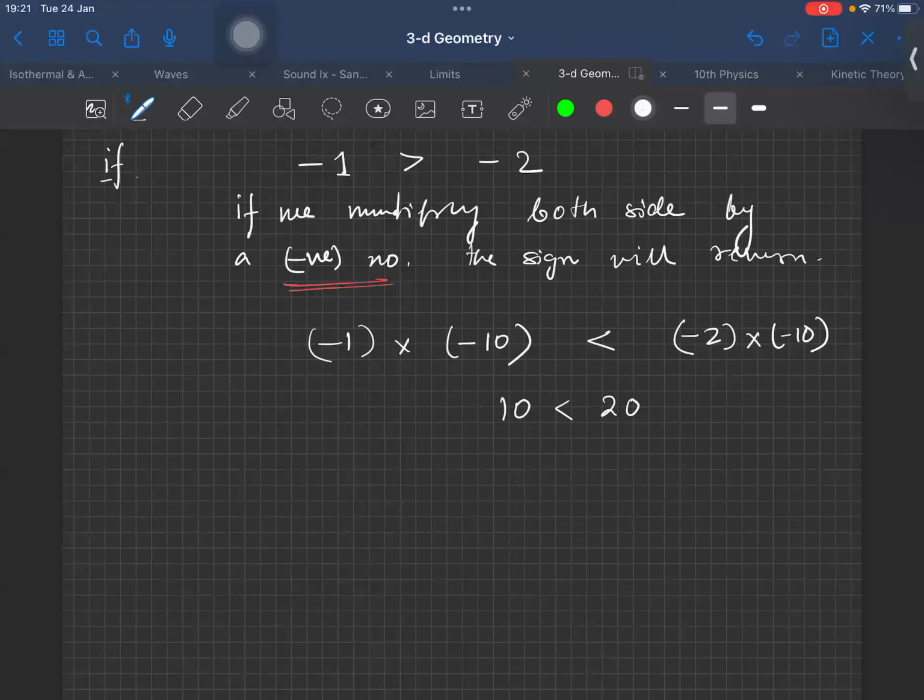Let's go to the NCERT book and try to solve some of the problems. We have question number 2 from the examples. It says solve: 5x minus 3 is lesser than 3x plus 1. Try to find the value.